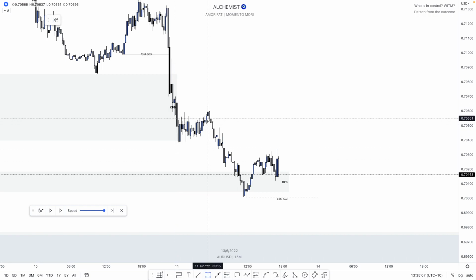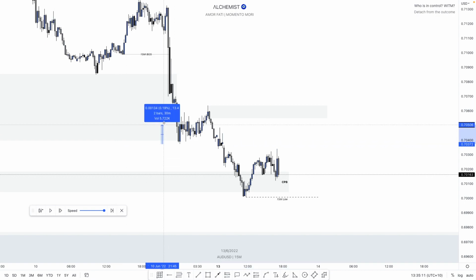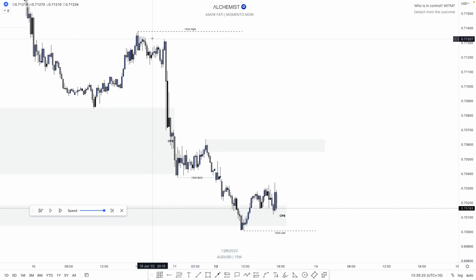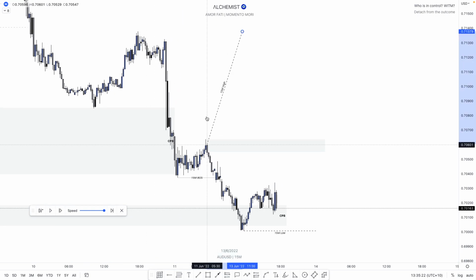potential POIs. So we've got this guy here, which would have been the extreme that broke the structure here because we know that this was more than 22 pips. So we can actually move this down now. So this is our most recent 15-minute break of structure. And this is our 15-minute high.